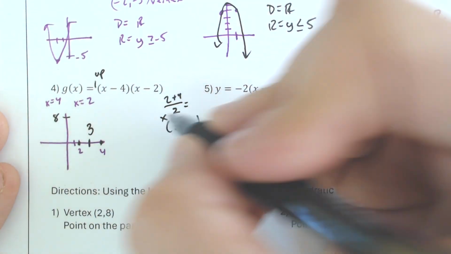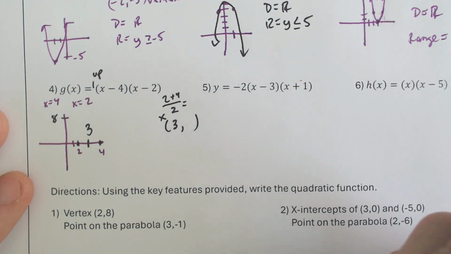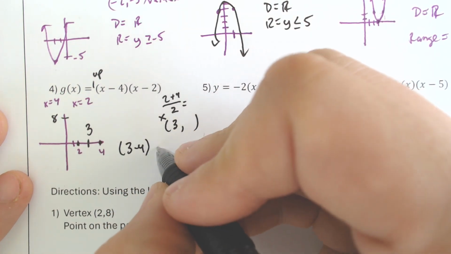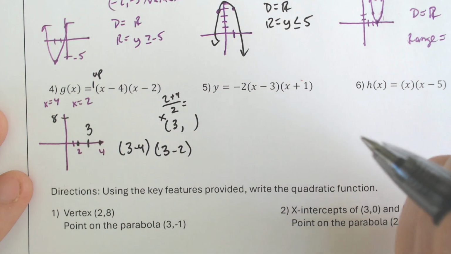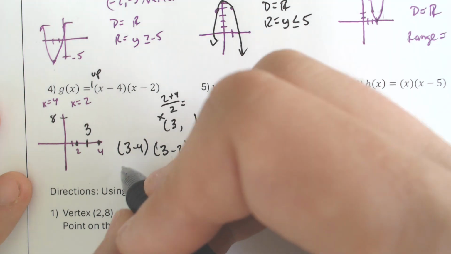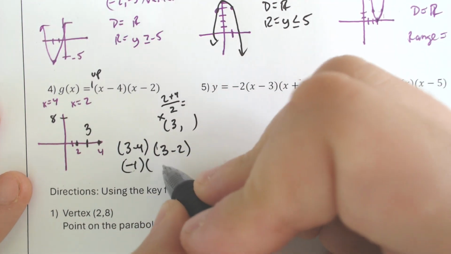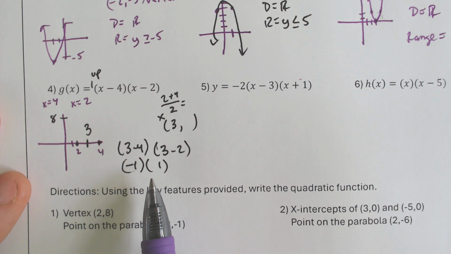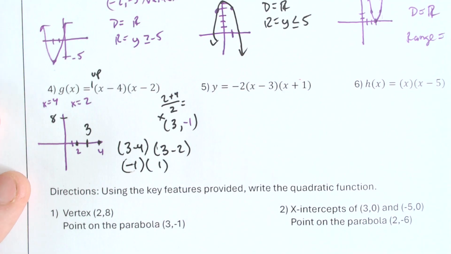Once you get the vertex value as 3, then you can plug in the 3 to get the y value, just like we have done before in the past. So we're going to have 3 minus 4 and then 3 minus 2. If you've done it correctly, the vertex is always going to do something kind of cool. It's always going to give you the same number and then opposite signs. In this case, it's going to be -1 and +1, which ends up being -1.